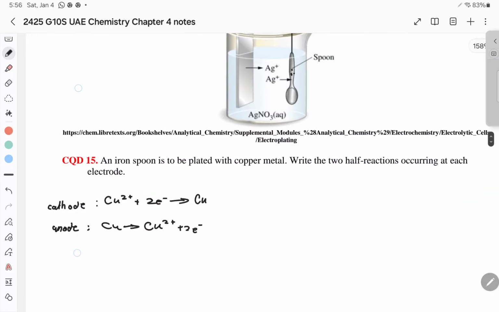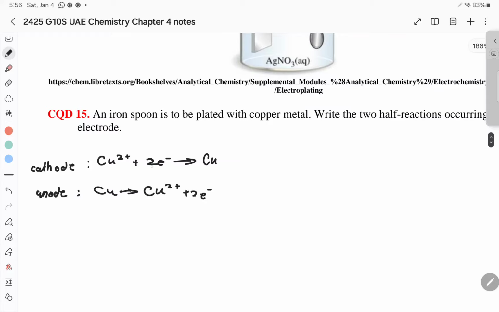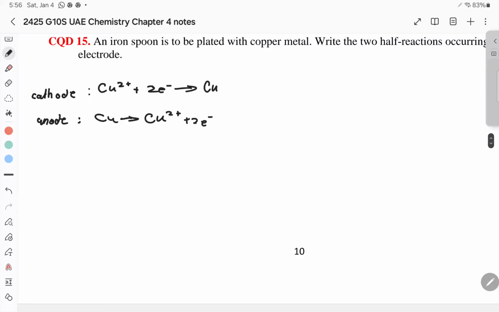And yeah, an iron spoon is to be plated with copper metal, right? The two half reactions. So at the cathode, you're undergoing reduction. So Cu2+ plus 2e-. In reduction, you always have your electrons on the reactant side. So Cu2+ plus 2e- gives you Cu, and at the anode it's going to be the opposite. Cu gives you Cu2+ plus 2 electrons, because it's being oxidized.